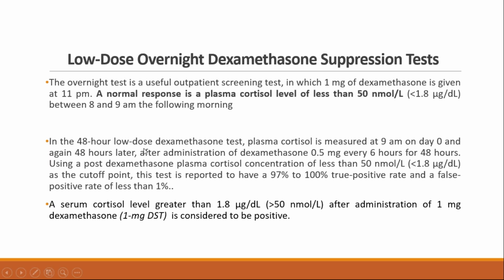In the 48-hour low-dose dexamethasone test, plasma cortisol is measured at 9 a.m. on day 0, and again 48 hours later, after administration of dexamethasone 0.5 mg every 6 hours for 48 hours. We have to give 0.5 mg of dexamethasone at every 6 hour interval for 2 days. Then we check the cortisol level at 9 a.m. after 48 hours. Using a post-dexamethasone plasma cortisol concentration of less than 1.8 microgram per deciliter as a cutoff point, it has a 97 to 100% true positive rate and a false positive rate of less than 1%. A cortisol level greater than 1.8 after administration of dexamethasone is considered to be positive, whereas the normal response is less than 1.8.